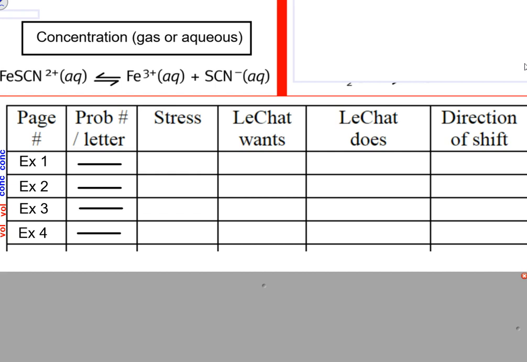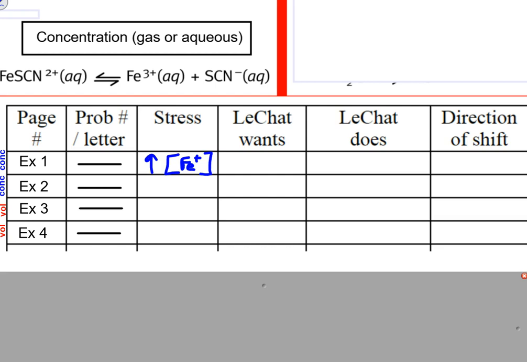Okay. So our first challenge to LeChat is to stress with iron ion concentration. We're going to increase it because we're going to add it to the water. That's what that means. So the concentration of iron is definitely going up. So what does LeChat want to do?